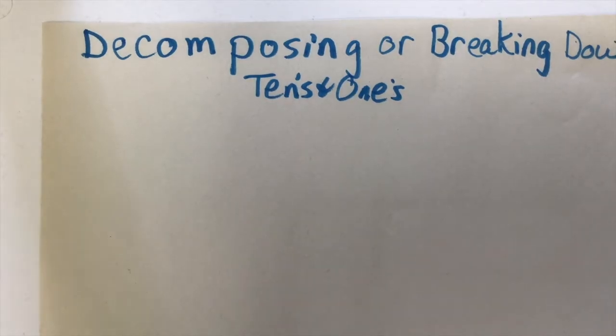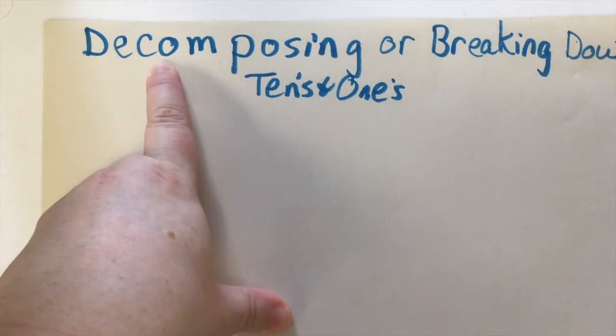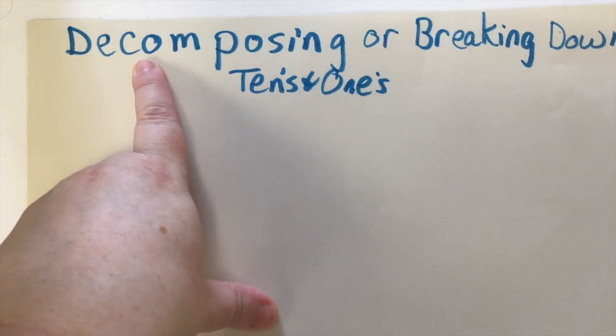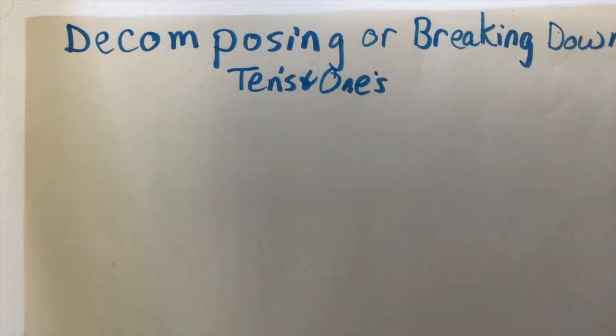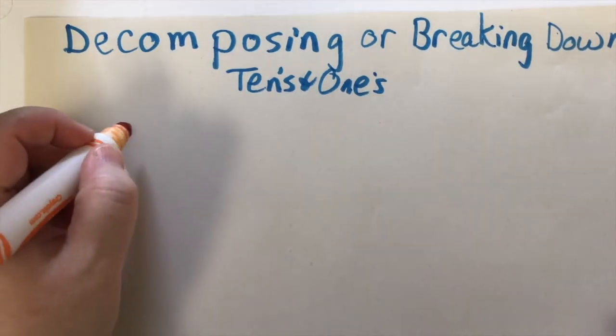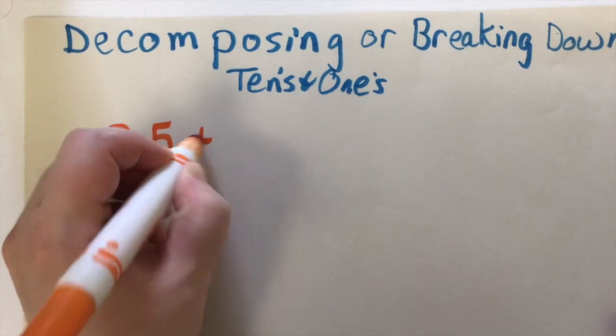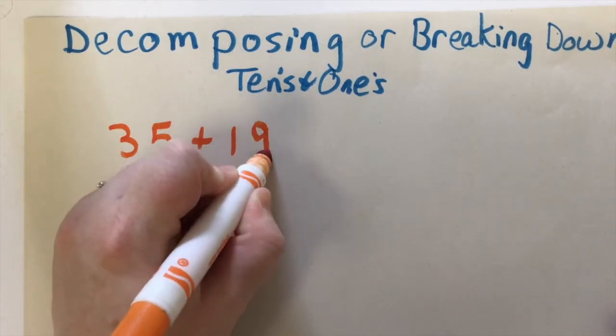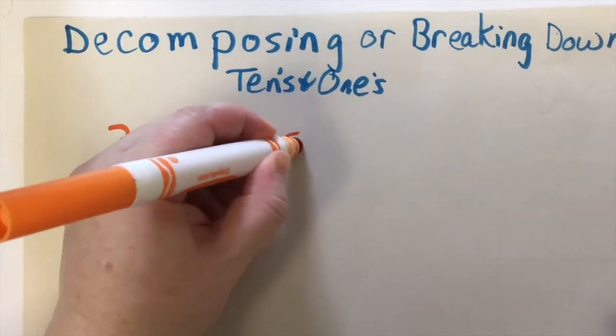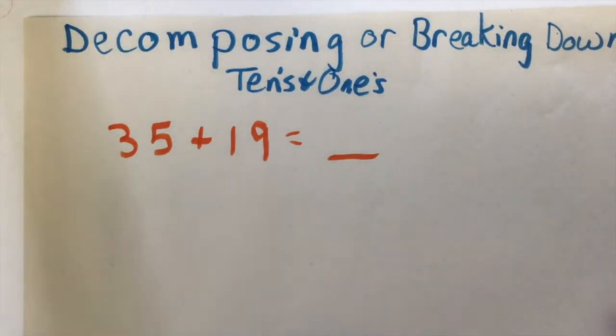One of my favorite strategies is decomposing, or breaking down tens and ones. Decomposing sounds absolutely disgusting, so a lot of times I'll just say breaking down tens and ones. So here's my problem. I'm going to do 35 plus 19 equals blank. Now I know what you're thinking, but Heather, you just spent all that time writing the problems up and down. Why are you doing the long way? You're going to have to regroup. Just watch the magic happen.